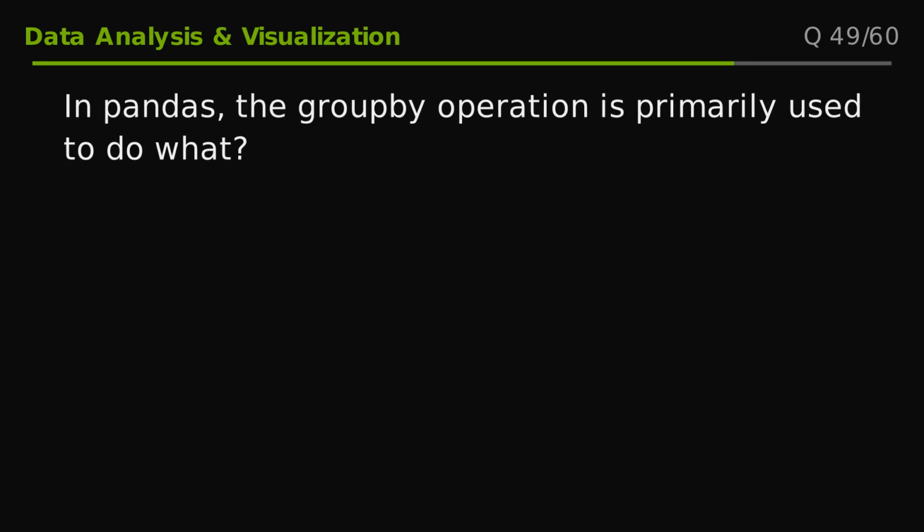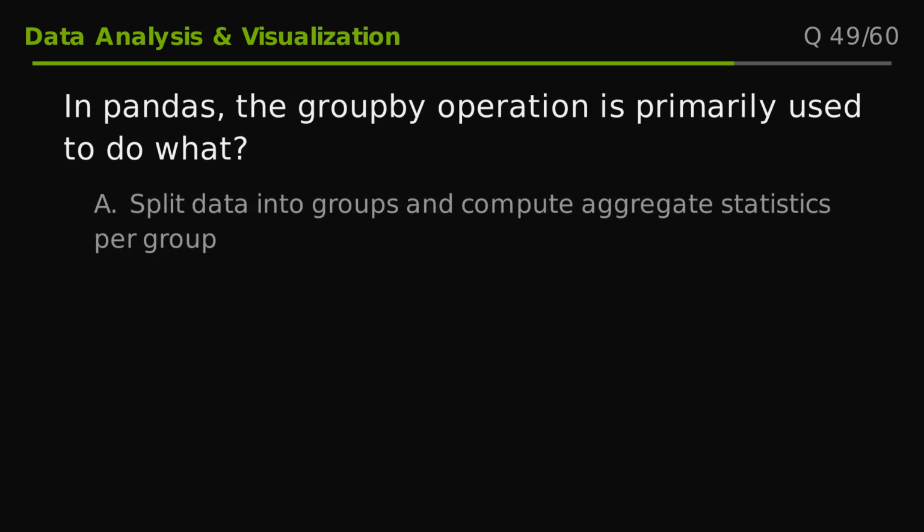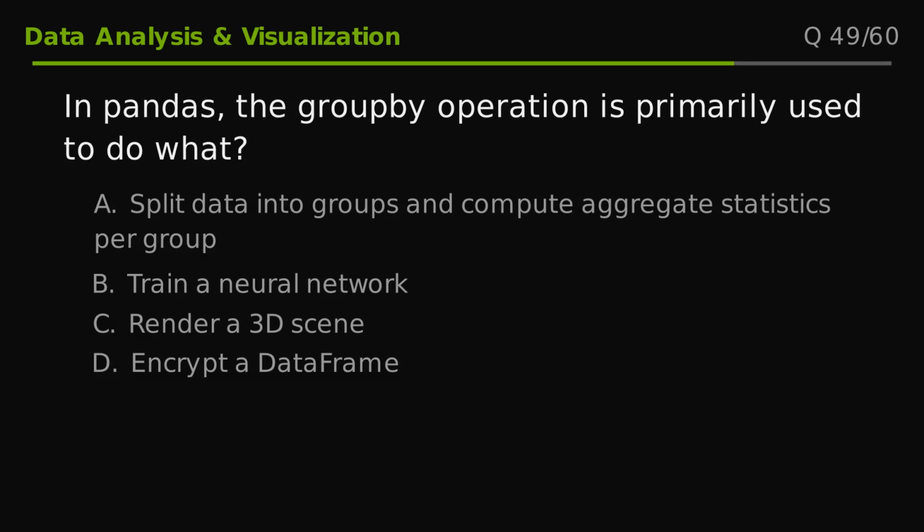Question 49. In pandas, the groupby operation is primarily used to do what? Option A, split data into groups and compute aggregate statistics per group. Option B, train a neural network. Option C, render a 3D scene. Option D, encrypt a data frame.